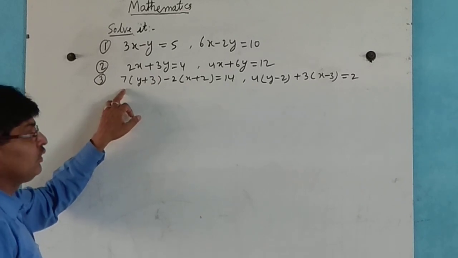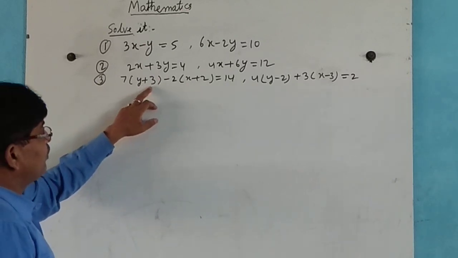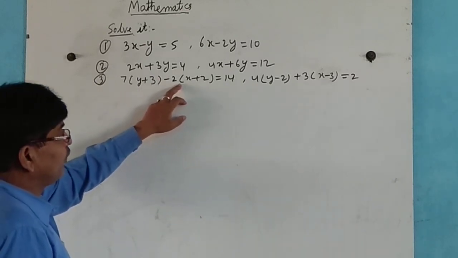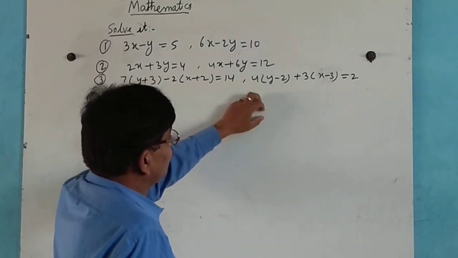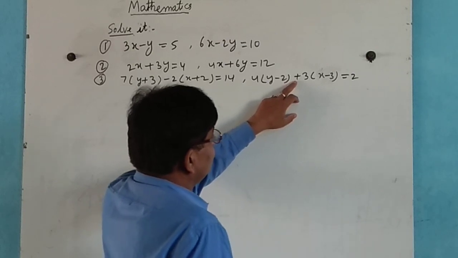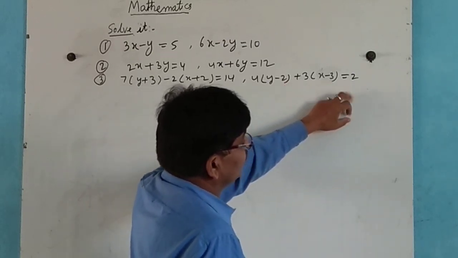Third question: 7y plus 3 minus 2 bracket x plus 2 equal to 14. 4y minus 2 plus 3x minus 3 equal to 2.